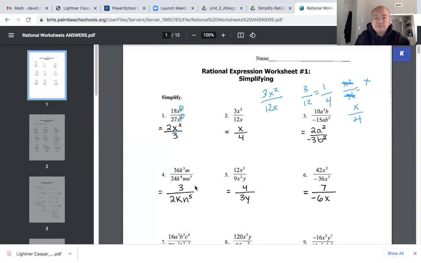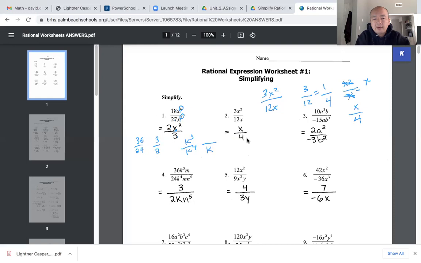Okay. Similar to this one, number 4, let's go with this. So you go 36 over 24, right? 12 goes into both, right? So that's 3 over 2, right? K cubed over k to the fourth power. Well, there's one more k on the bottom than there is on the top, so you just subtract them so that you're going to have a k on the bottom, right?